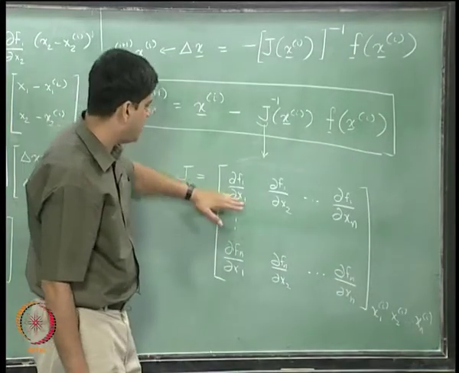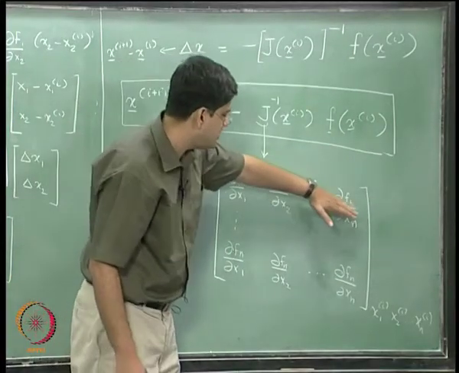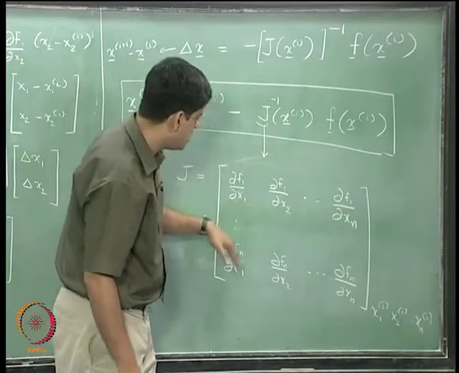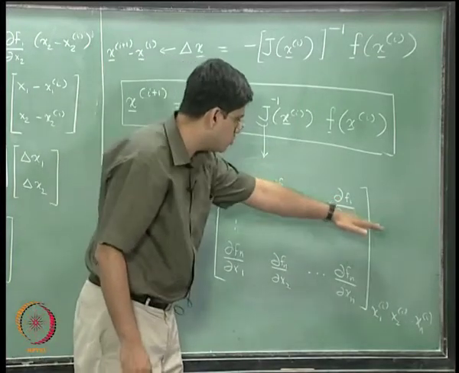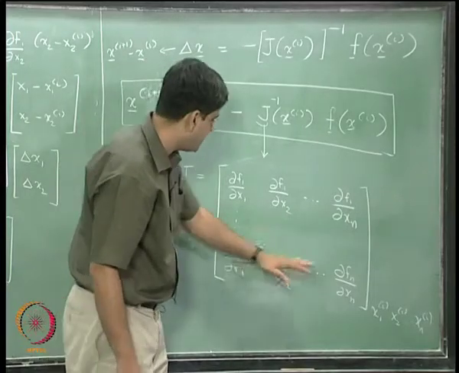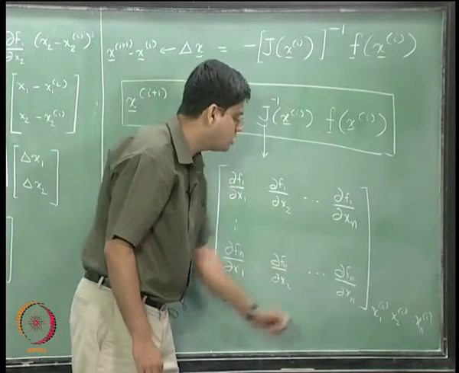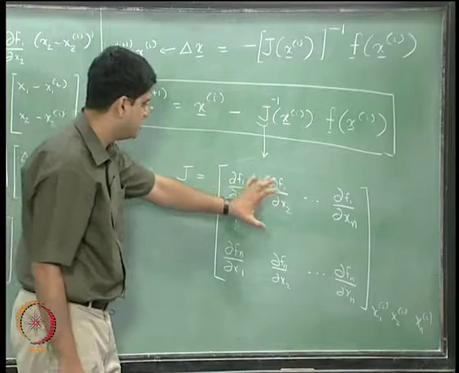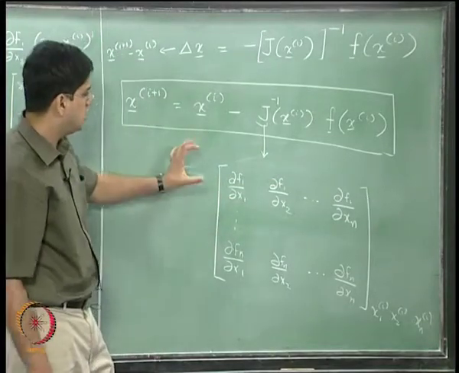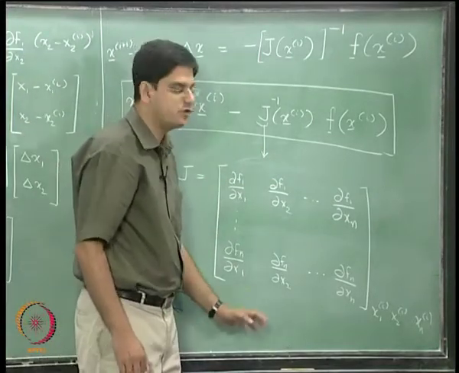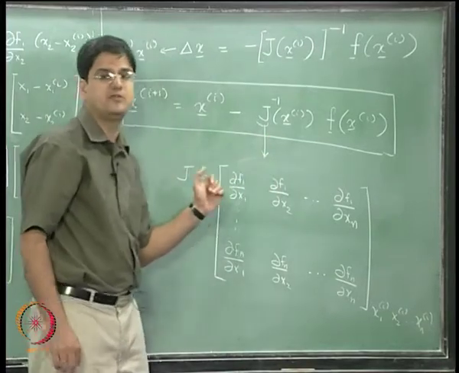Again to recap, we have df1, df1, df1 on the first row, df2, df2, df2 on the second row, and so on up to dfn, dfn, dfn on the nth row of the Jacobian matrix. Okay, so that's essentially what we get with respect to the Newton-Raphson's method.